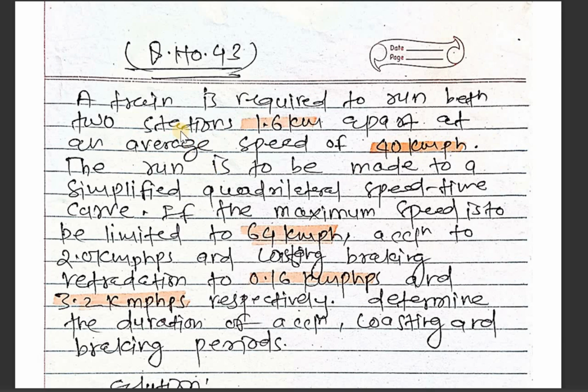Today our numerical problem is: a train is required to run between two stations 1.6 kilometers apart at an average speed of 40 kilometers per hour. The run is to be made to a simplified quadrilateral speed-time curve. The maximum speed is limited to 64 kilometers per hour, acceleration is 2 kilometers per hour per second, and coasting and braking retardation are 0.16 kilometers per hour per second and 3.2 kilometers per hour per second respectively. Determine the duration of acceleration, coasting, and braking period.